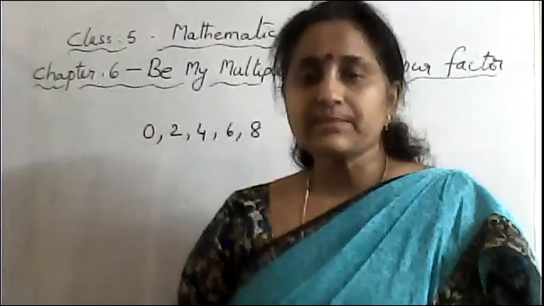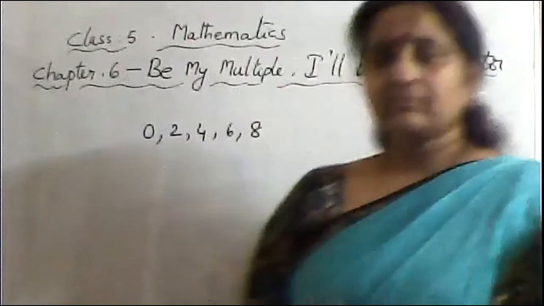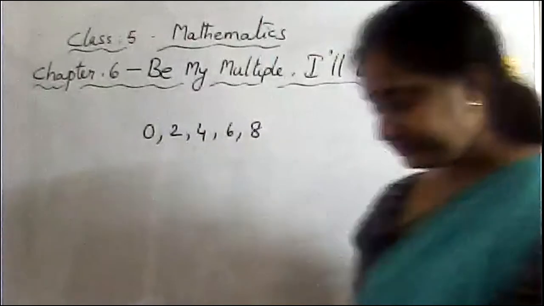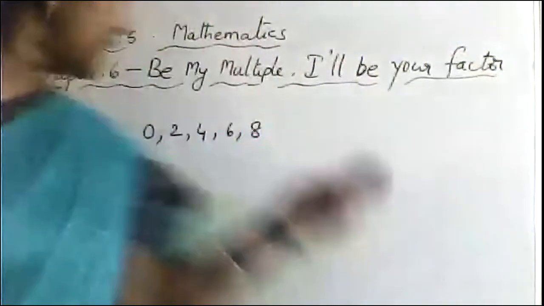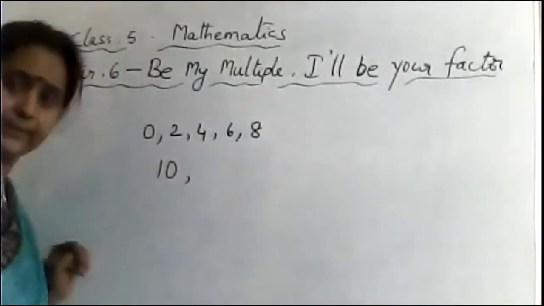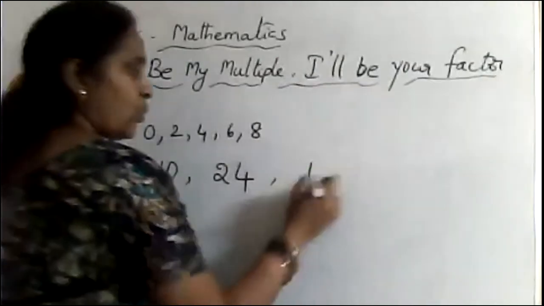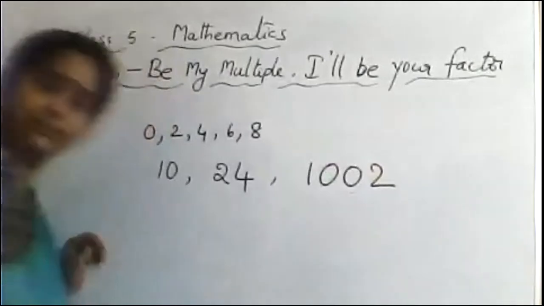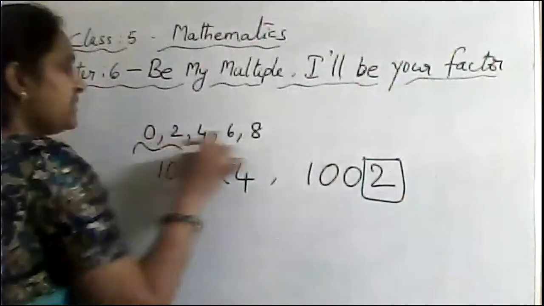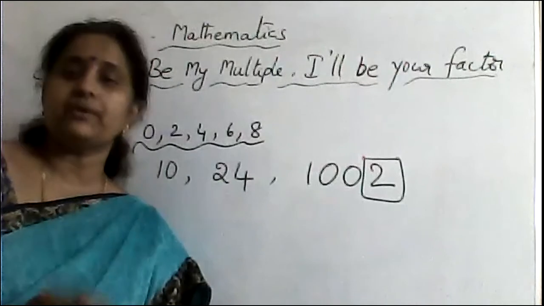Then can you give some examples for even numbers? Teacher, 2, 4, 6, 8, 0. These are even numbers. Yes, 10 is an even number. Ma'am, 24 is an even number. 1002 is an even number. Means in the units place you must have any one of these digits. While checking the unit digit, you can say whether it is an even number or not.